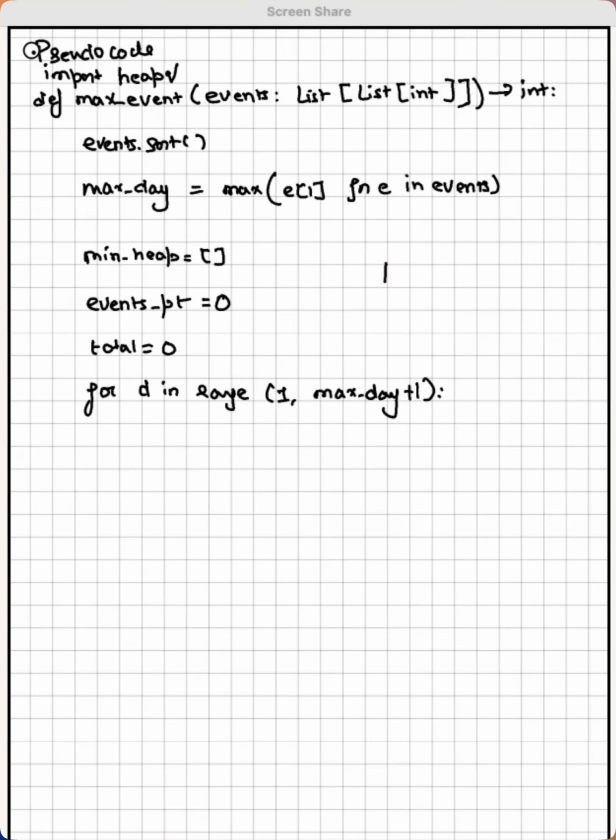Now for every day we will see, let's say this is my events array, and my events pointer is pointing here. I want to check if this is actually starting earlier than or equal to today. If it is, I keep adding all of the events that are starting earlier than or equal to today, and then stop when I find an event which is starting later than today. So I stop there.